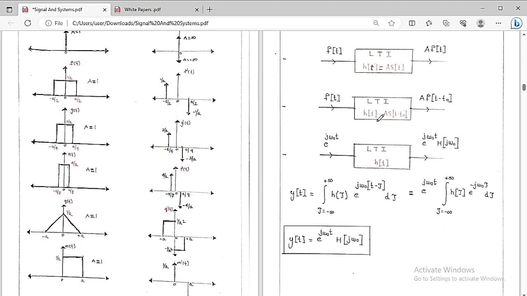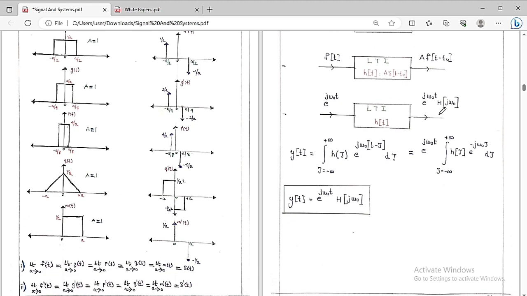So then what you are going to get? Basically f of t minus t naught you are going to get, and what I told you, the basic formula, f of t minus t1 convolution of delta of t minus t2 is equal to f of t minus of t1 plus t2. So based on this property, we are going to get the solution. The output is a into f of t minus t naught.